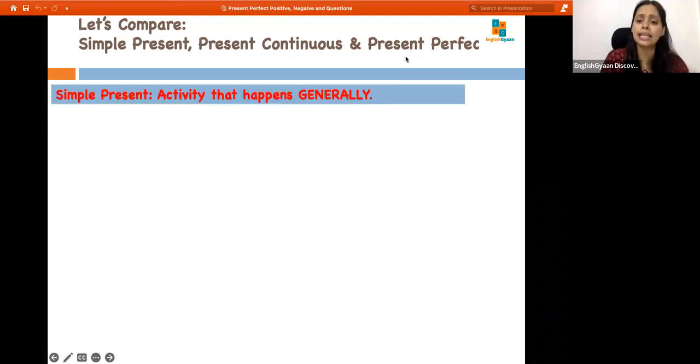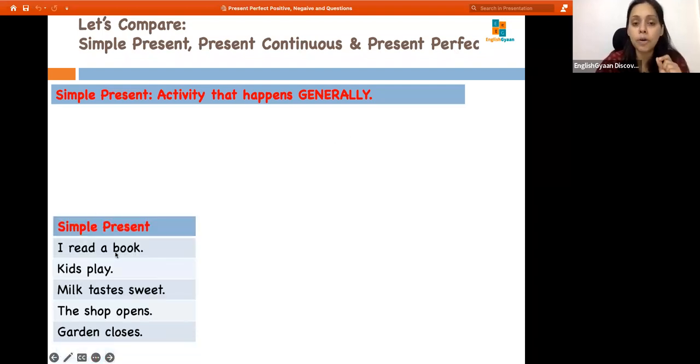Now, what is simple present? Simple present is activity that happens generally. We do those activities generally. I wake up, I brush my teeth, I go to office, I work in office, I have dinner, I travel back home. These are all general activities, routine activities. For that, we make use of simple present tense. For example, I read a book, kids play, milk tastes sweet, the shop opens, garden closes, general activities.